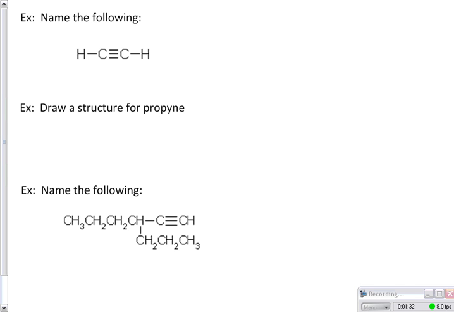But if you look at this example, there are only 2 carbons. The triple bond has to be between the 1 and the 2. So we would just say eth for 2 carbons, and then because of the triple bond, change the ending to "ine." There are no other substituent groups added.